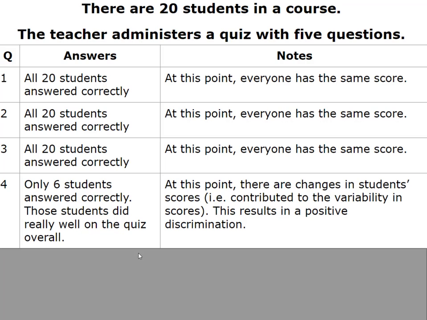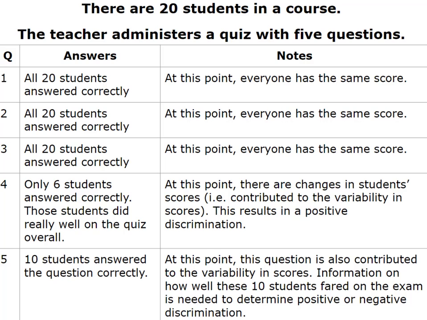Now let's look at question 4. Question 4, only 6 students answered that question correctly. Those students did really well on the quiz overall. Why? Because if there's only 4 questions on the test, let's say there was just 4 instead of the 5, we're starting to distinguish 2 particular sets of students. Those 6 students have gotten everything correct so far. They have 100%, whereas the other students now have 75% because that particular question separated them from the group. Now, instead of everybody having 100%, we have 2 groups where some students have 100%, only 6 of them, and the other 14 students now have a 75%.